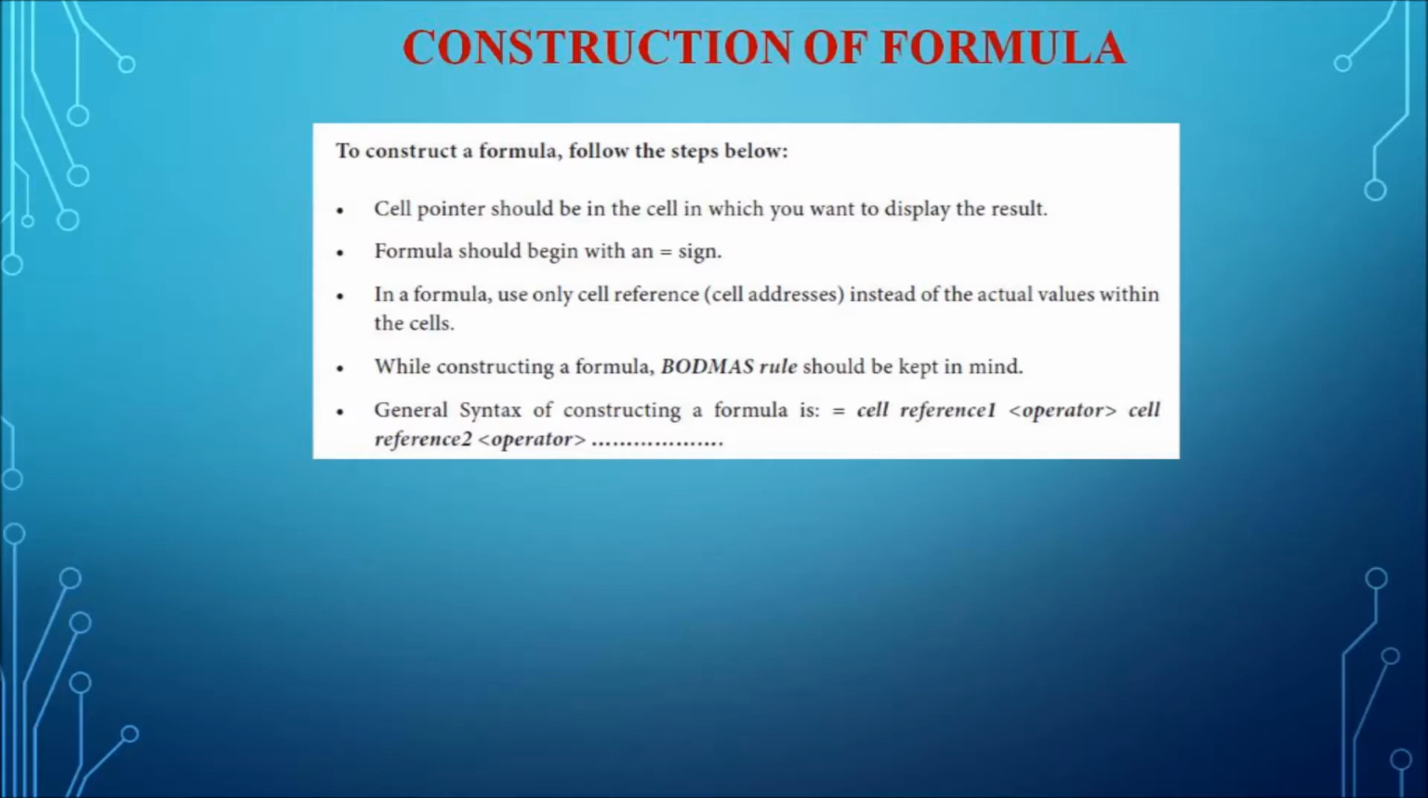And the formula should begin with an equal to sign. We can directly type the formula in C3 itself, or we can type the formula in the formula bar, in the input line. In a formula we use only cell references, that is, cell addresses, instead of the actual values. So if there is any change in the values, the result automatically gets updated. If you give direct values, the result will not get updated once you make any changes. That is why we use cell addresses directly.